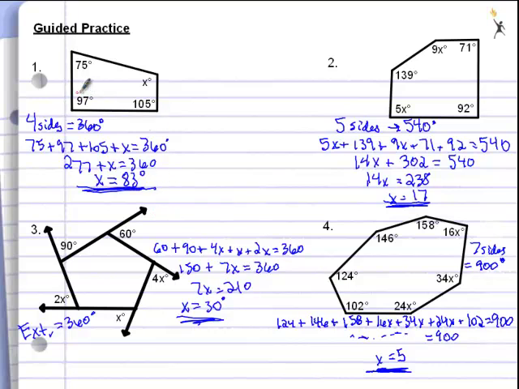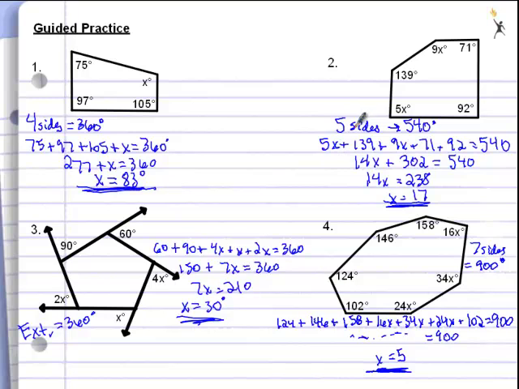But you'll see that this first problem, I started off by saying it has 4 sides, which means the interior adds up to 360. And then I wrote a statement where all 4 angles equal 360. When I do that, I get 277 plus x equals 360. Subtract 277, you get x equals 83 degrees.